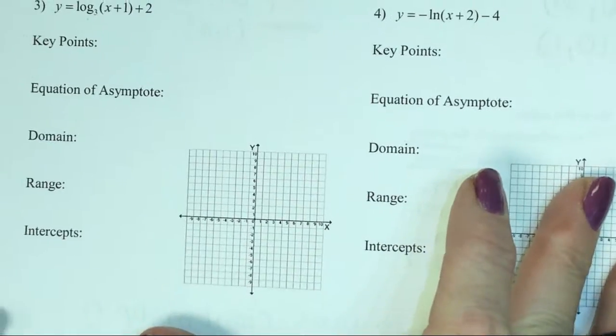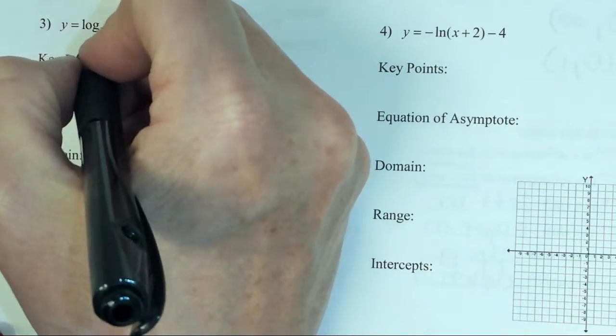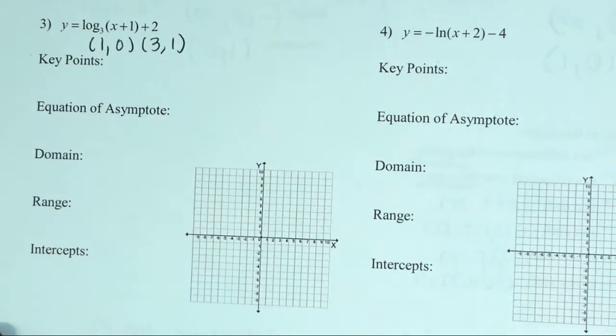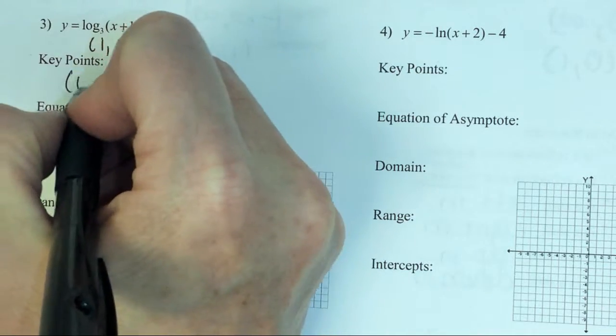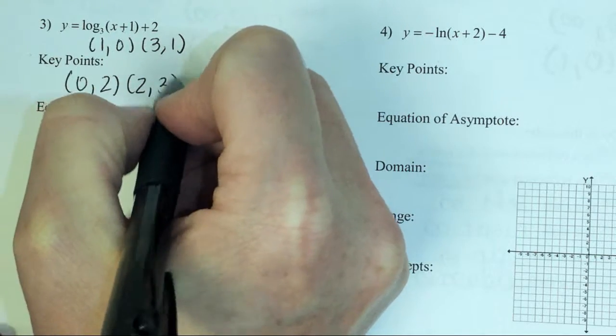All right, let's go down to the tougher ones, to the logs. Okay, key points for logs are normally 1, 0, base, 1. But now I have to apply my shifts. I have to go to the left 1, up 2. Left 1, up 2.